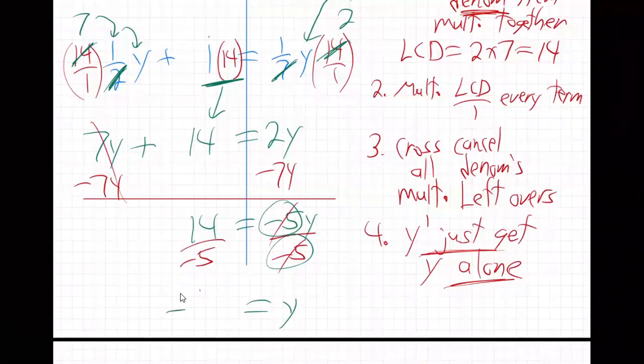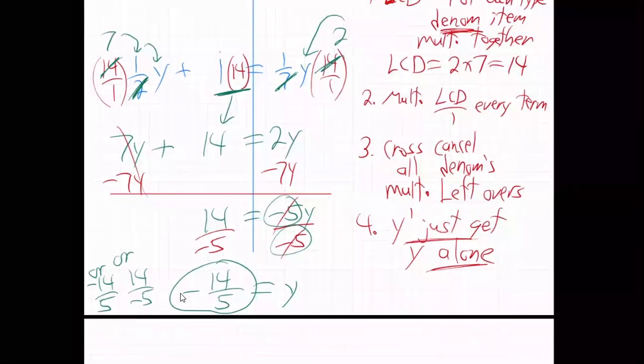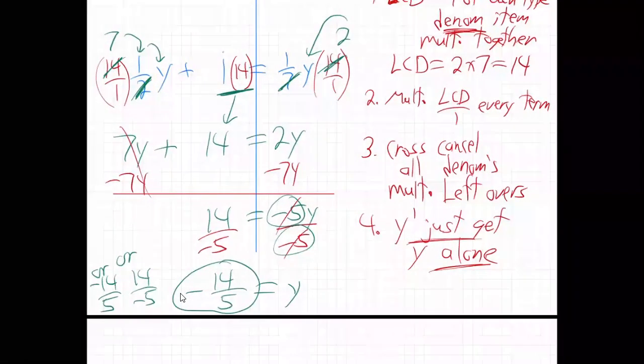So the answer is -14/5. Because you could put that negative in the front, or you could put it on the bottom, or you could put it on the top. It doesn't really matter. It's all the same. Any of those is fine. One negative sign, it doesn't matter where it's at, top, bottom, or front. They're all the same. The homework system knows it. It'll take any of them. They're all good.